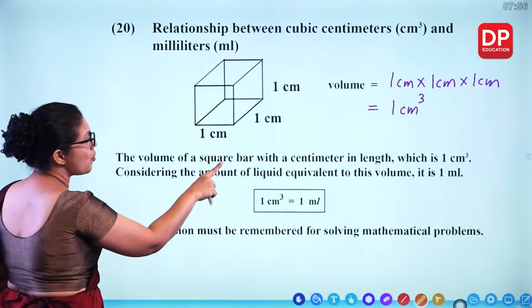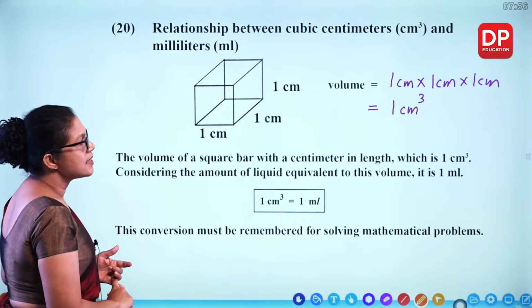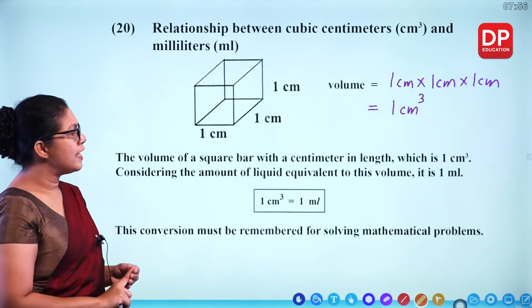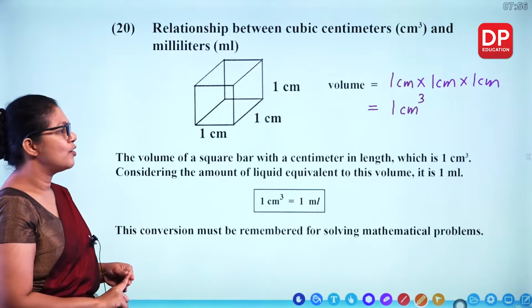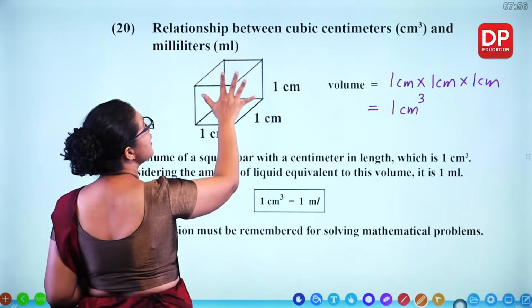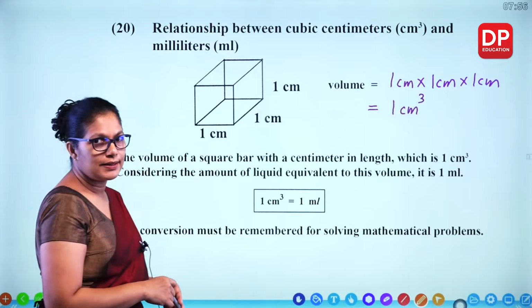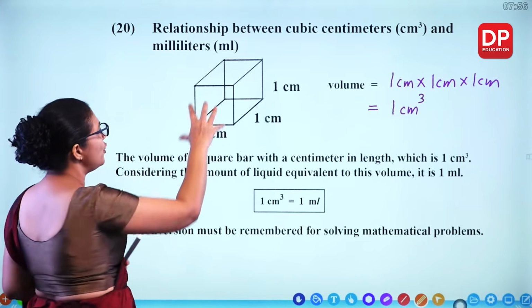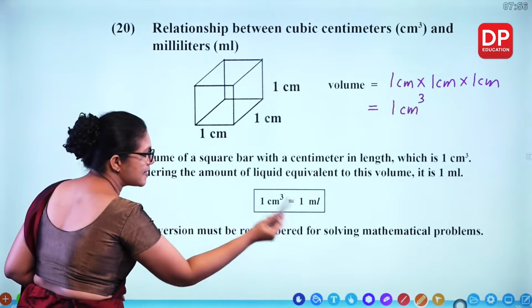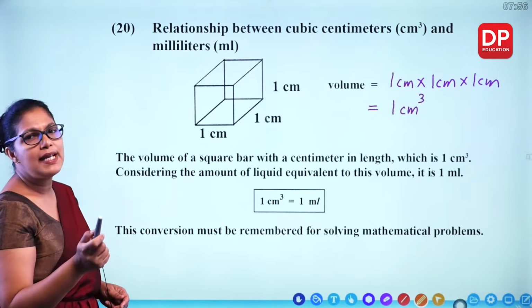The volume of a cube with sides of 1 centimeter is 1 cubic centimeter. The amount of liquid equivalent to this volume, we say, is 1 milliliter. When you pour water into this cube, you get 1 milliliter of water. So the volume of this cube is equal to 1 milliliter. That means 1 cubic centimeter is the same as 1 milliliter.